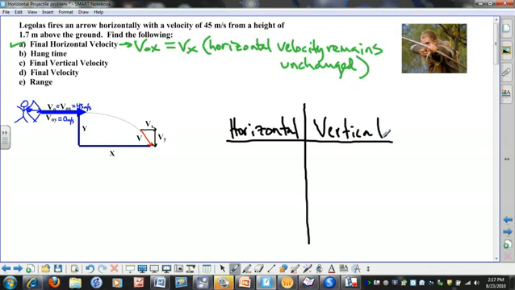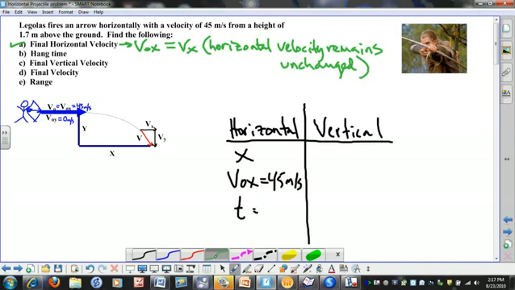Well, horizontally, of course, we have x. We don't know x yet. We have V naught x, which is 45 meters per second. And the one variable that is the same for both horizontal and vertical is going to be time. Time is the common factor between horizontal and vertical. That's the only variable that's shared between the two.